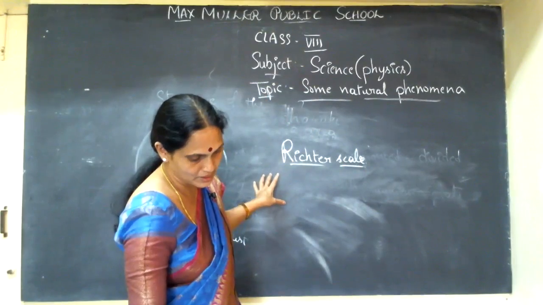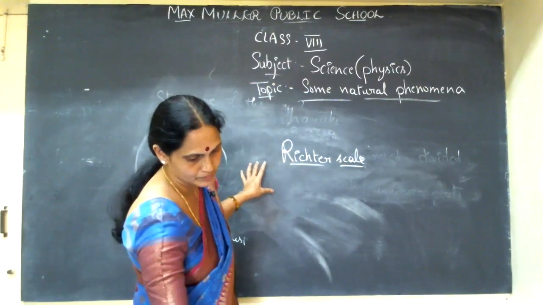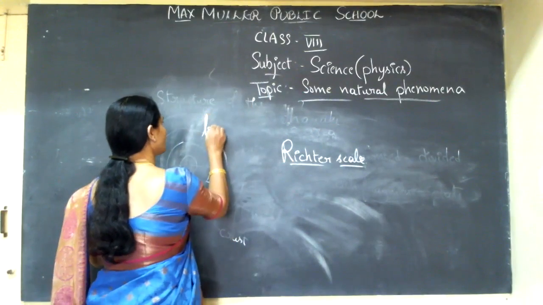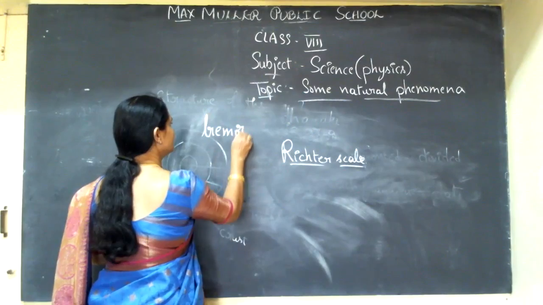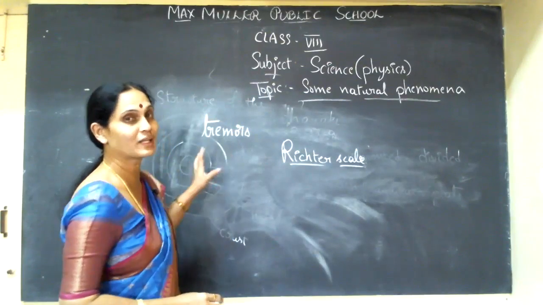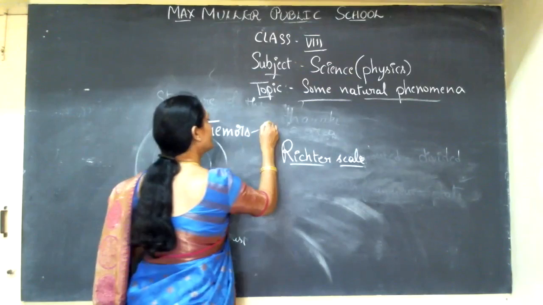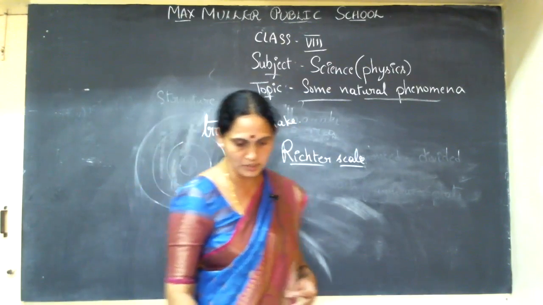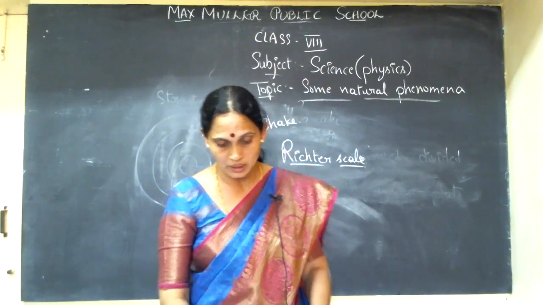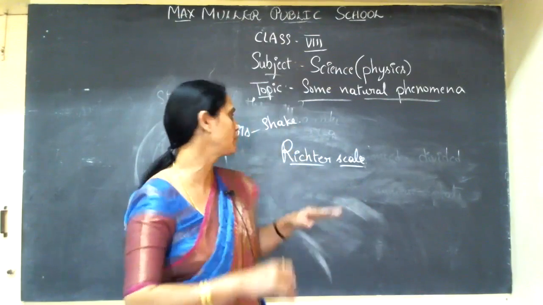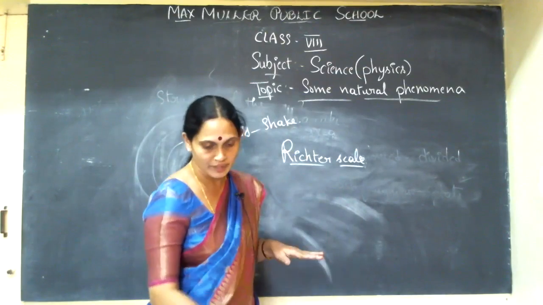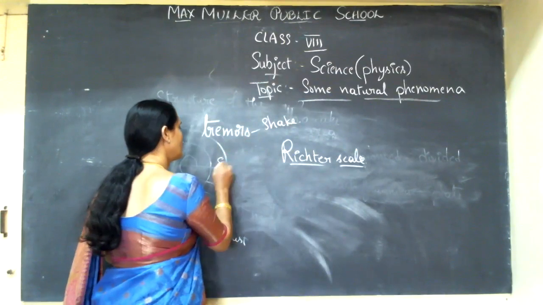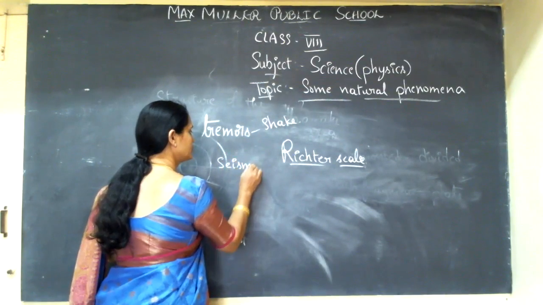What does this Richter scale mean? There is one more word I want to tell you: tremors. Tremors is there in your textbook. You may wonder what tremors are. Tremors are nothing but small shakes, not a huge shake. A small shake of the earth is called tremors. Wherever tremors are produced, a small shake will be there, and around that shake seismic waves will be produced.